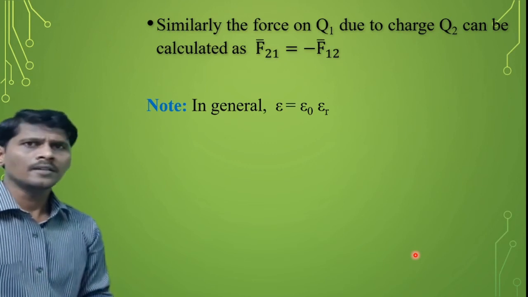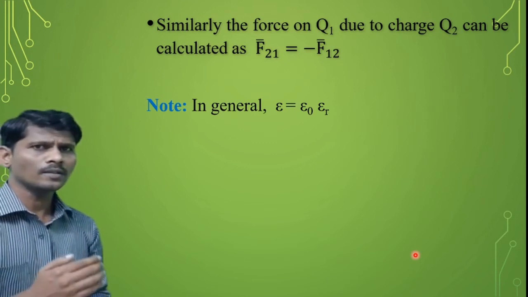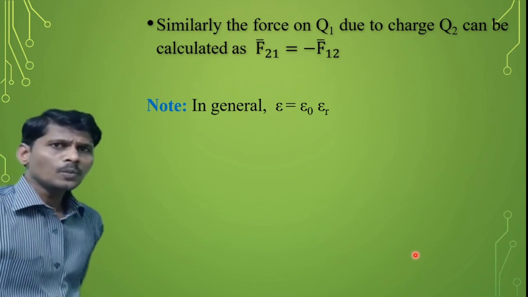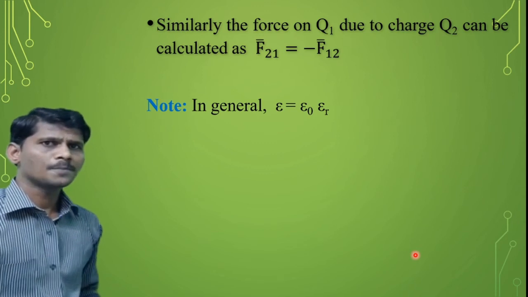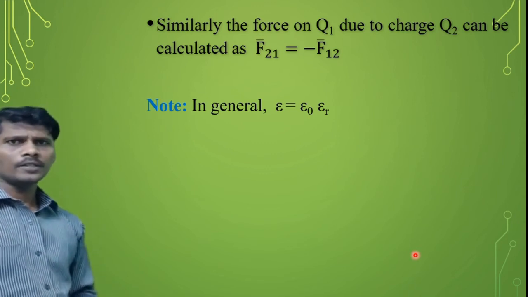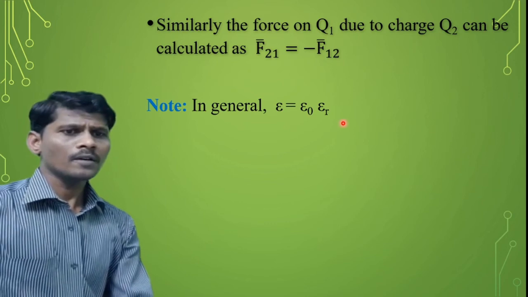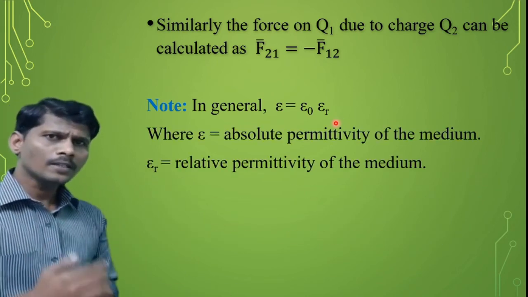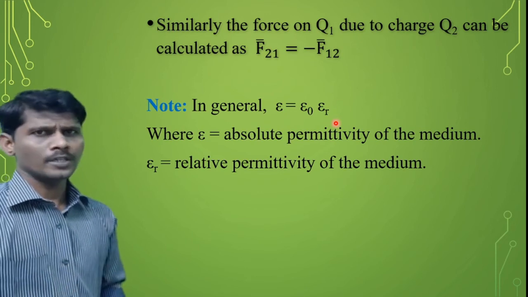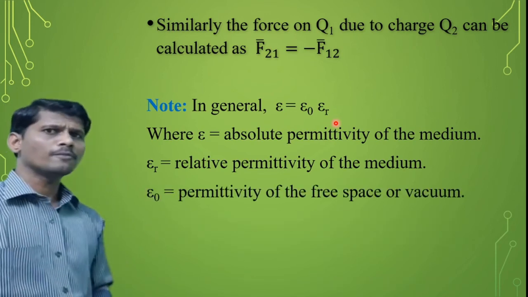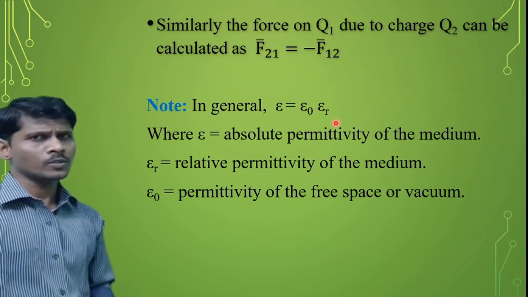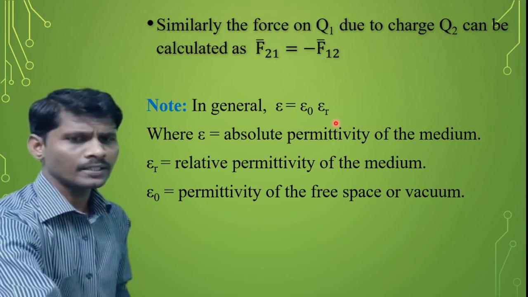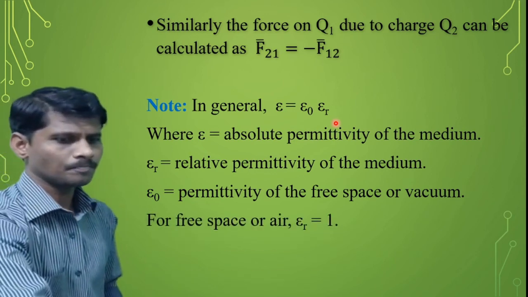In general, the permittivity epsilon is equal to epsilon naught into epsilon r. Epsilon is the absolute permittivity of the medium. Epsilon r is the relative permittivity of the medium. Epsilon naught is the permittivity of free space. For free space, the value of relative permittivity is 1. In any other medium, the value of relative permittivity is greater than 1.